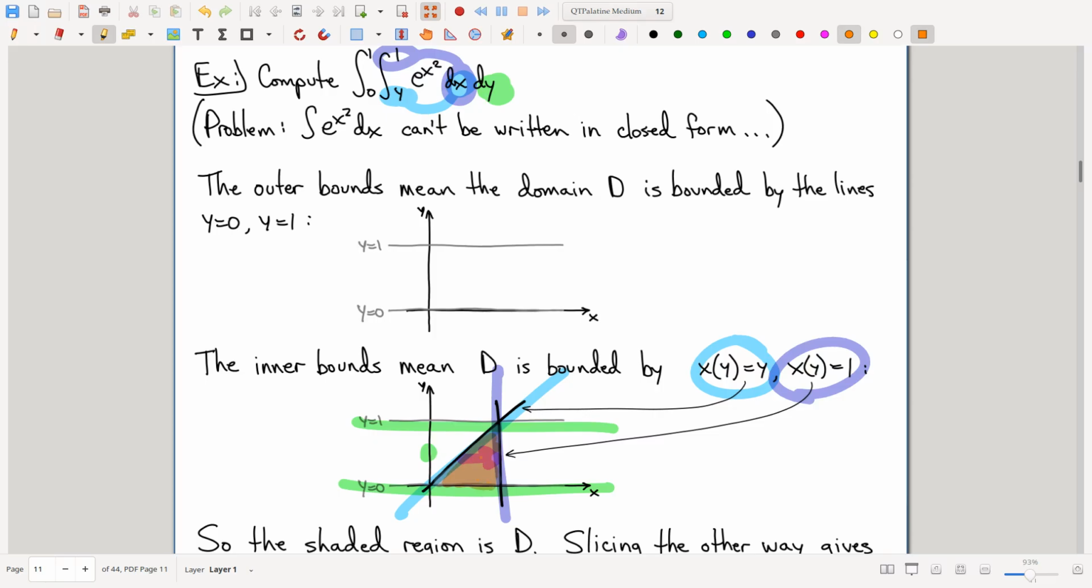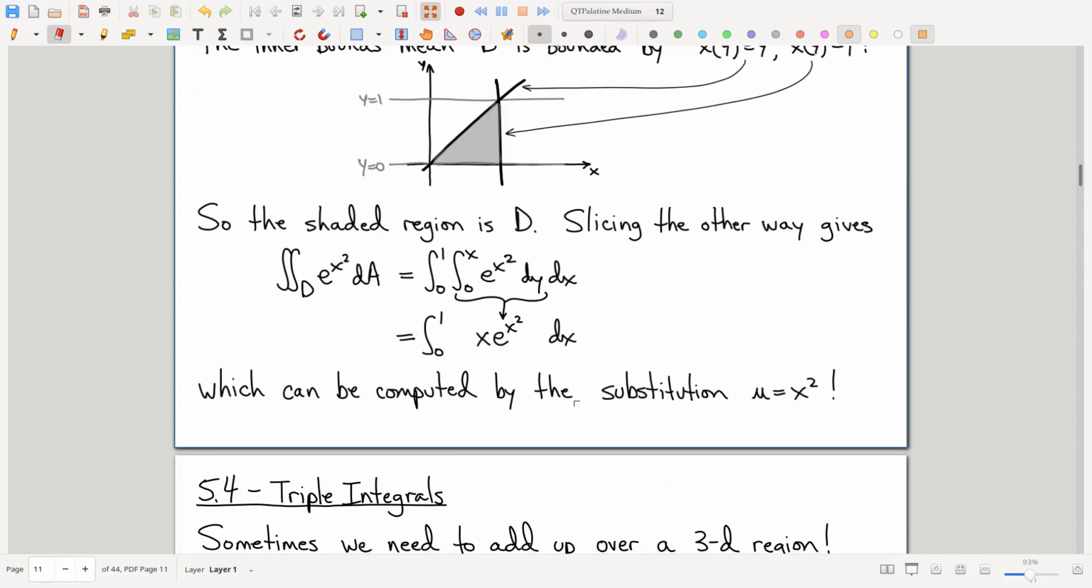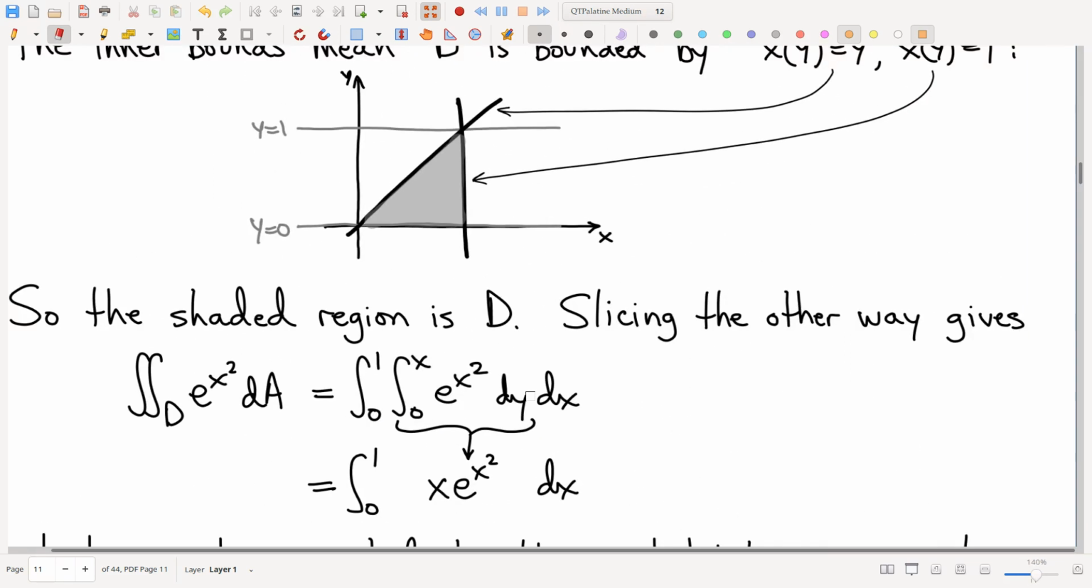So now we have our domain, and once you have your domain, then you just slice it in the other direction, however you might feel like actually doing. Slicing it in the other direction in this case gives us this integral right here. So it's really not that big a deal.